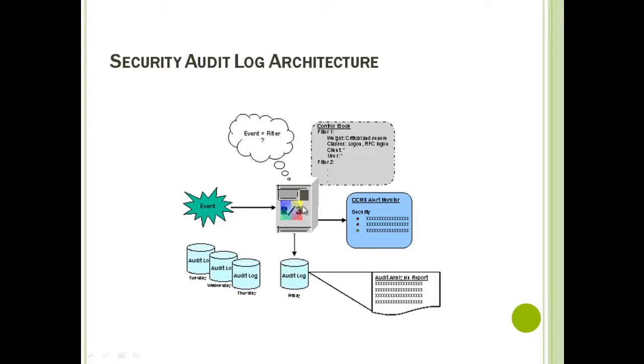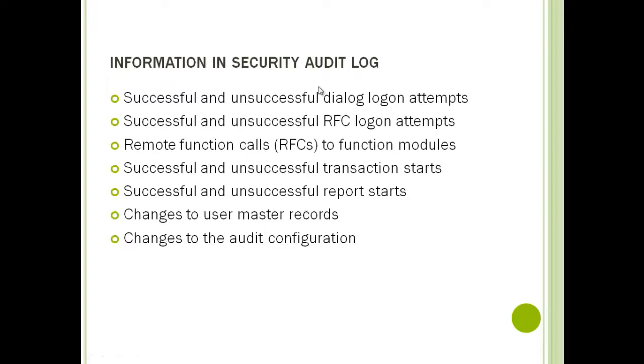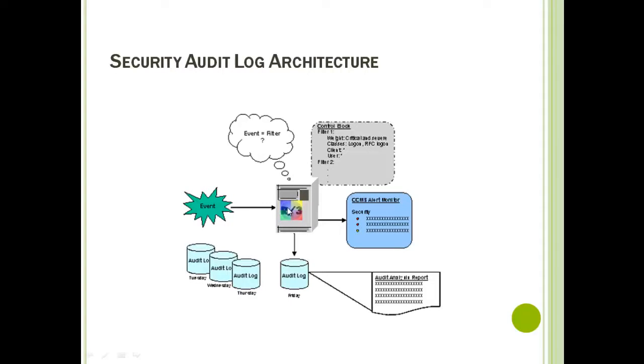We can filter these events, and the events we have seen before in our previous slide are all the information which is saved in the audit log. Then we can specify what information is required, which client we require, and what users we require. As I said, the information is saved in the operating system.